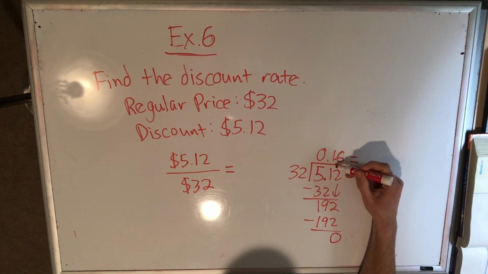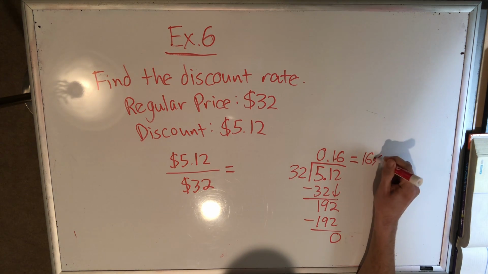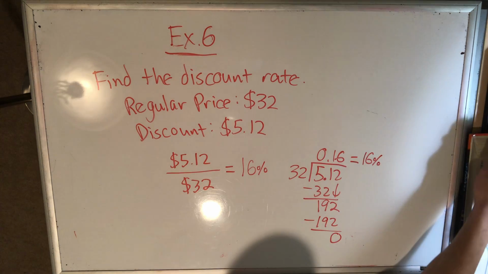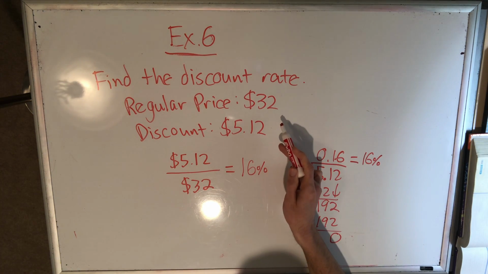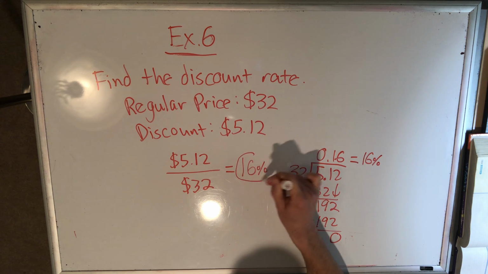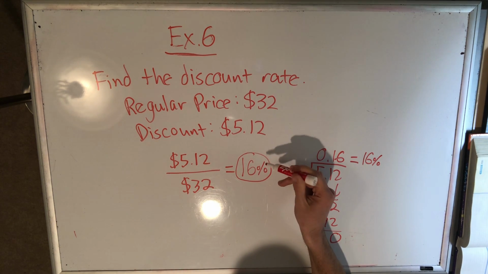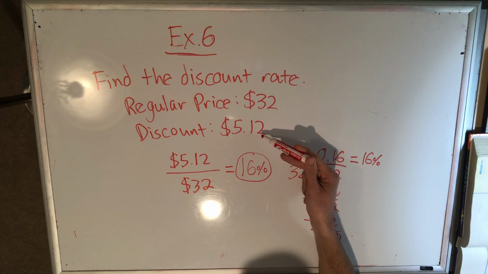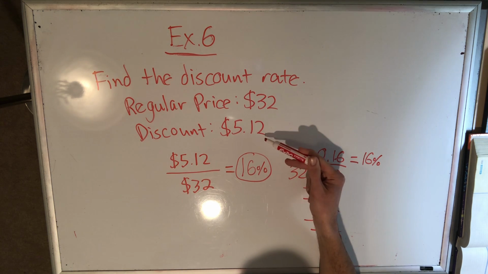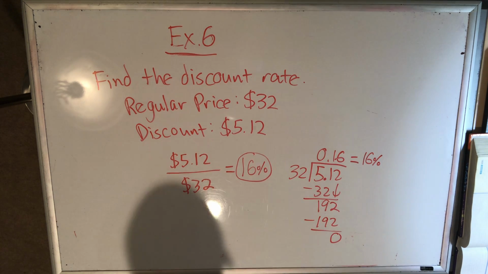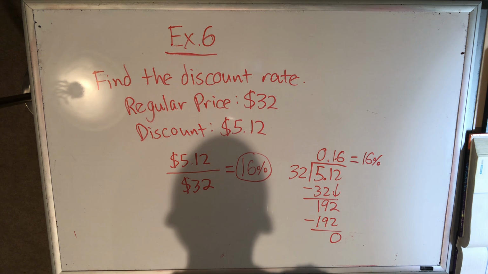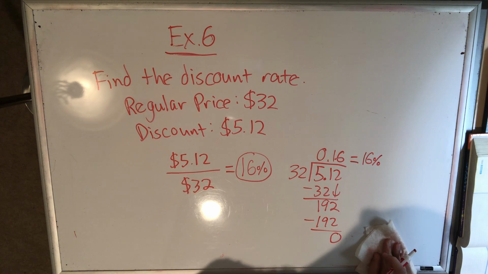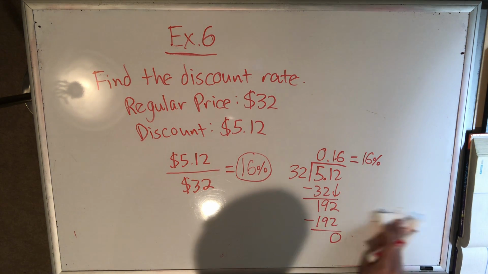0.16, moving the decimal point 2 places to the right, it's 16%. So it's a 16% discount. $5.12 off of a $32 item means that the item was 16% off. And then you can just do $32 minus $5.12 to figure out what the new price is. That would be $26.88. Now let's go to example 7, a word problem, and then we are done.